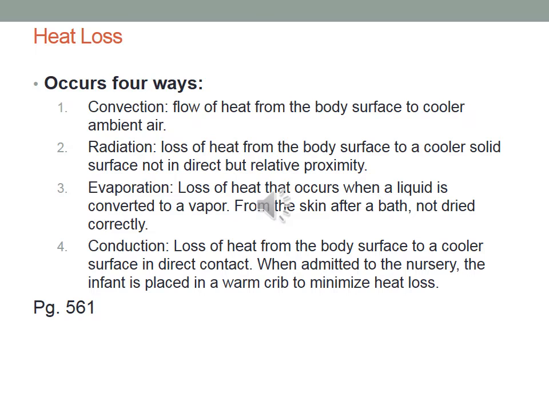Heat loss occurs in 4 ways: convection, radiation, evaporation, and conduction. We've discussed this in our last 2 chapters. You can find this information in your textbook, page 561. Please be aware of these ways of heat loss and know the difference between convection, radiation, evaporation, and conduction.